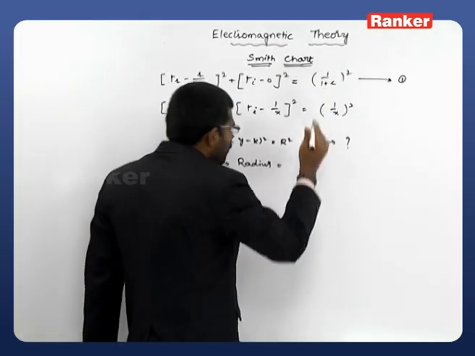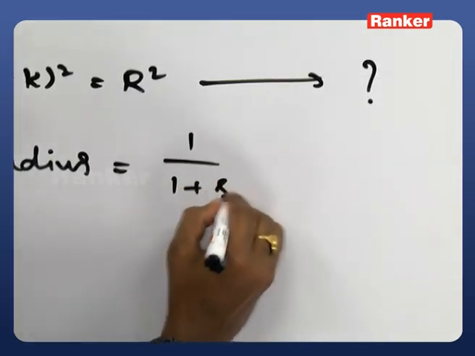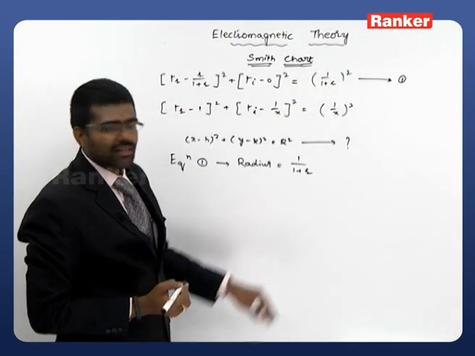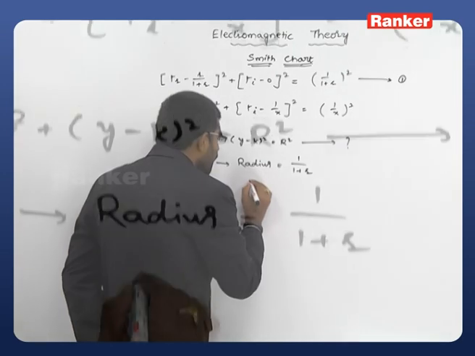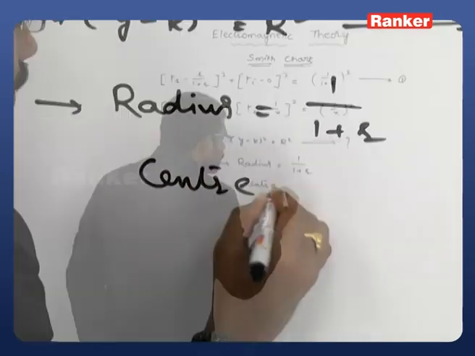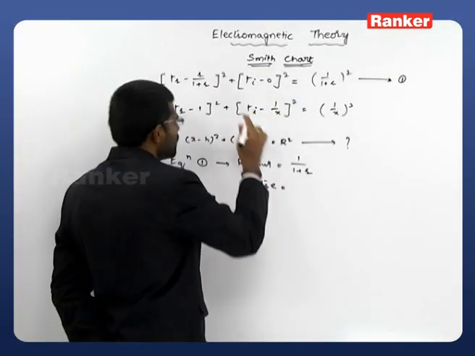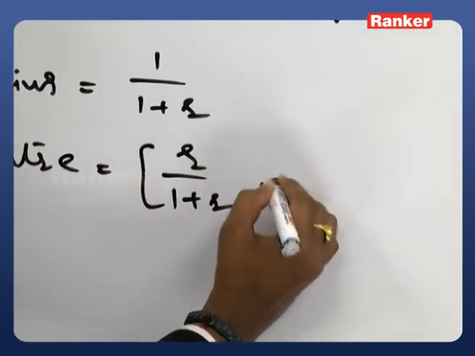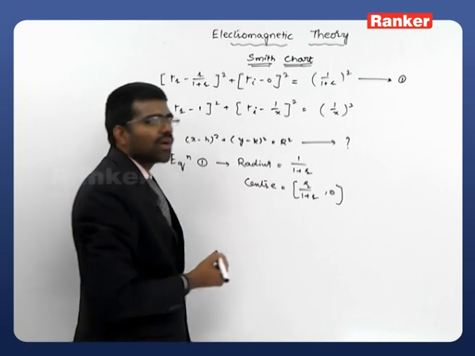Radius is equal to 1 by 1 plus r, right? This is the radius that we have. And what is the center of the circle? The center is simply h comma k. Where is h here? R by 1 plus r comma 0. This is the center that we have.